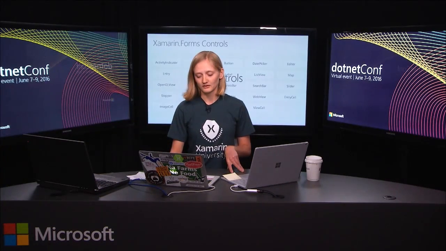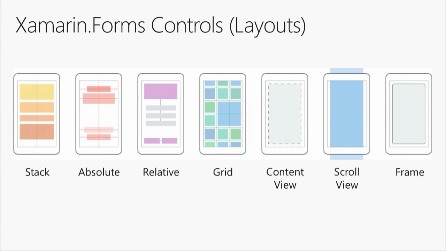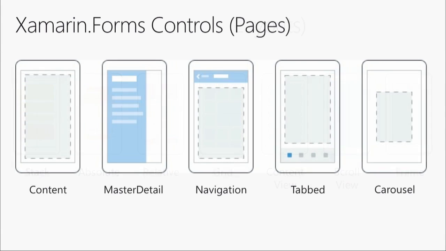So what is a control? Because control is one of the most overloaded words that we've got. I want to limit the scope to just Xamarin Forms and define it. So in Xamarin Forms, a control is a UI element. And Xamarin Forms ships with a lot of built-in controls for you to use. So all of these are controls. You have your box view and your buttons and your date pickers, etc. And these are controls too, the layouts. And of course, pages. Pages are controls as well.